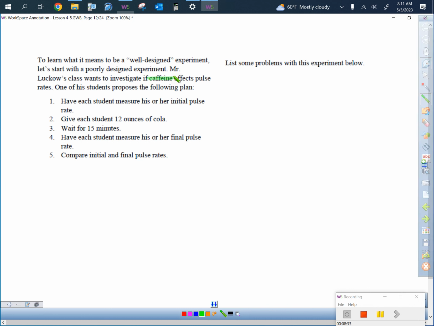So one of his students said, hey, what if we did this for a plan? So this is a student's plan, right? All right, here's what we'll do. Everybody's got to measure their initial pulse rate. We'll write that down. Here's your pulse rate. Then we'll give everybody 12 ounces of cola. Wait 15 minutes and have each student measure their pulse rate again and compare the results. It's not horrible, but it's not good.